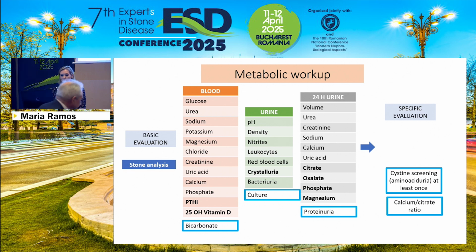And for a specific evaluation, we include the 24-hour urine with, importantly, the creatinine and the volume, and we measure the inhibitors and promoters of crystallization: uric acid, calcium, citrate, oxalate, phosphate, and magnesium. And we include proteinuria to exclude kidney damage. Some authors suggest doing a cysteine screen at least once in patients with urolithiasis as well.